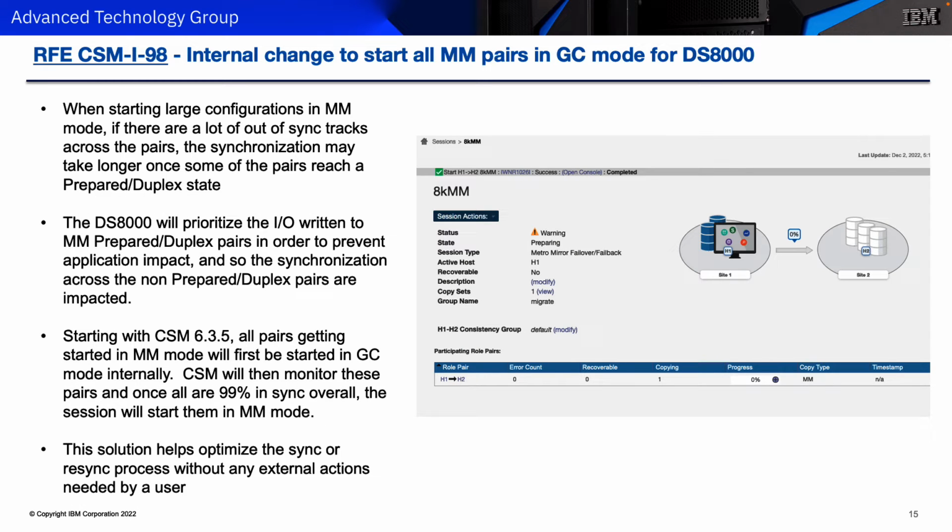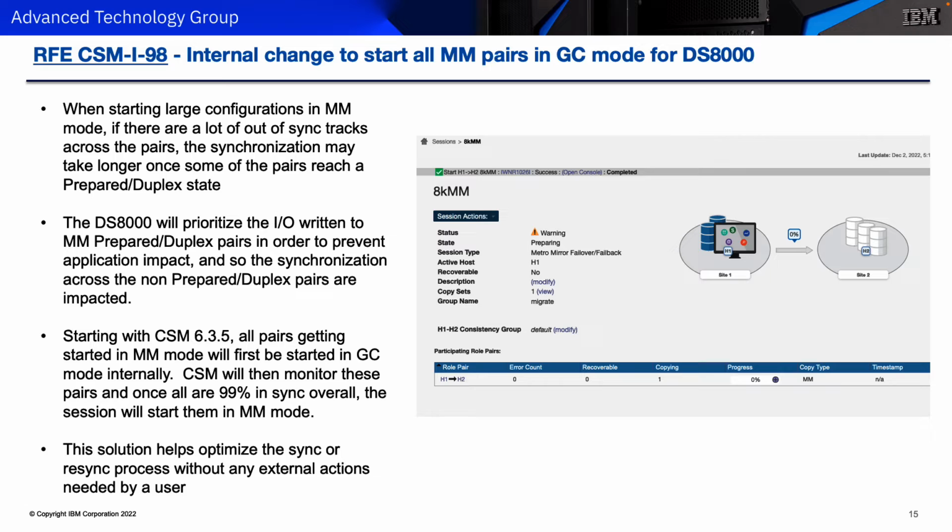All right, the next one. This is a CSM I-98, and, how do I explain this one? CSM allows you to start sessions in either Metro Mirror mode or global copy mode. Metro Mirror mode is a totally synchronous solution. Writes to the primary get to the secondary before the application is told that the write completes. Global copy is the opposite. It's asynchronous, but it's not consistent. So you write to the primary, the application knows it's complete, and then it writes to the secondary.